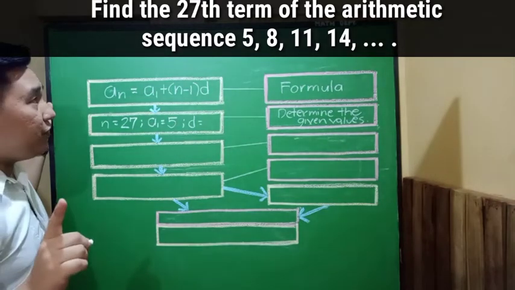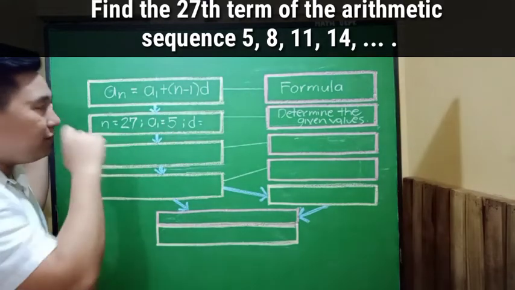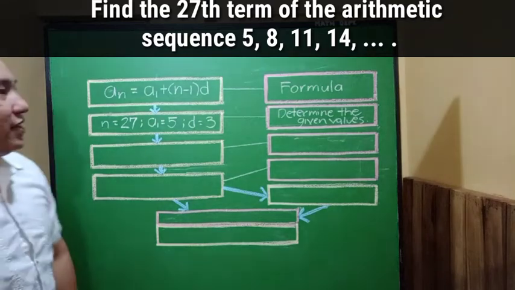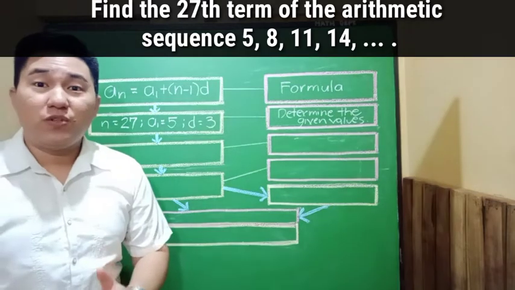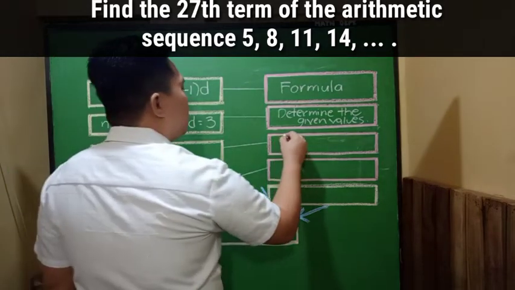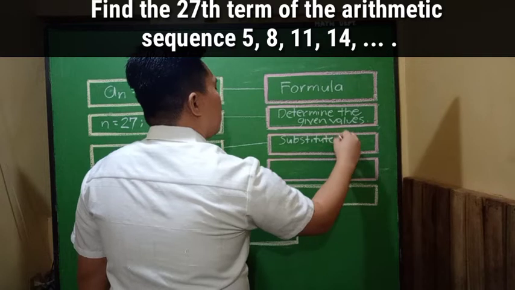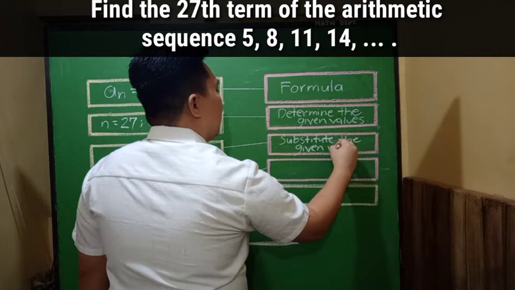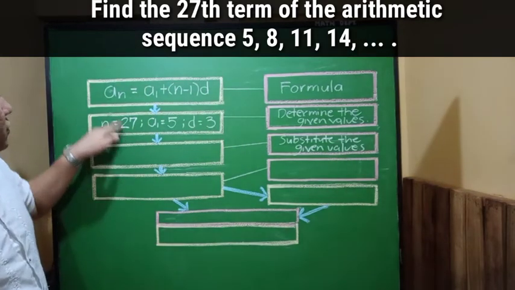How do we get the common difference? Subtract the second term from the first. 8 minus 5, we have 3. So the second procedure here is determine the given values. And after we have the given values, the next step is we need to substitute the given values to the formula.